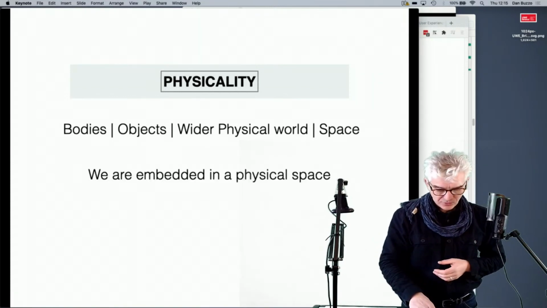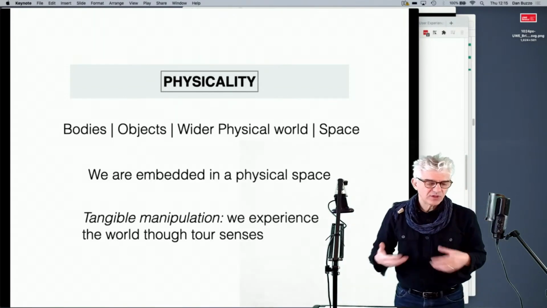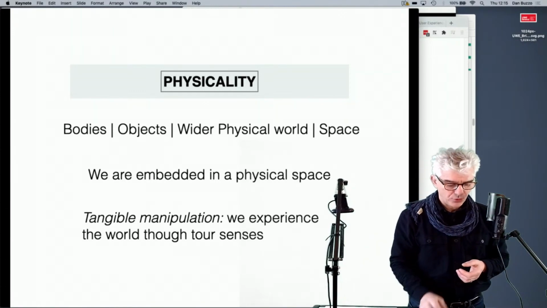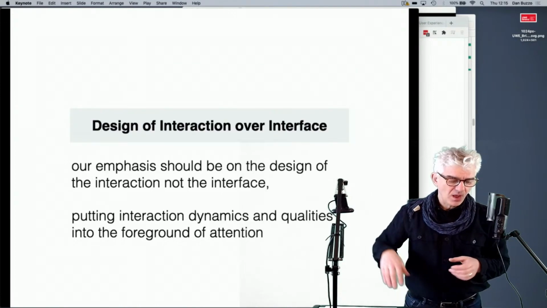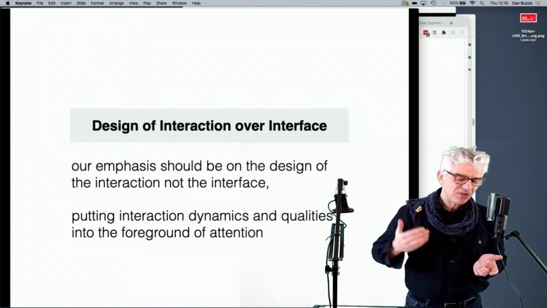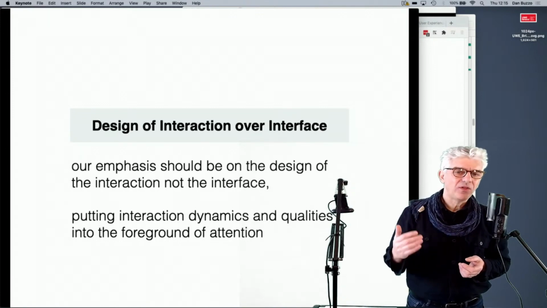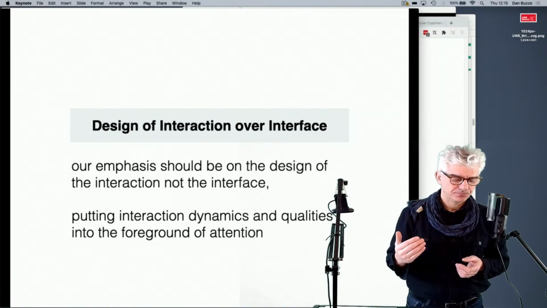Because we're embedded in physical space, we think about this idea of tangible manipulation, because we experience the world through our senses. We can think about this as an important principle of the design of interaction rather than interface.